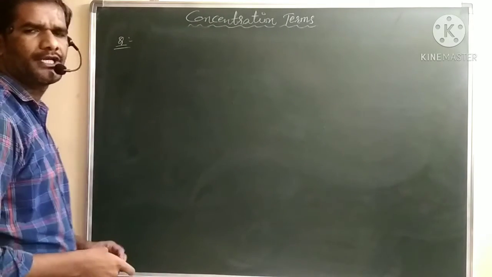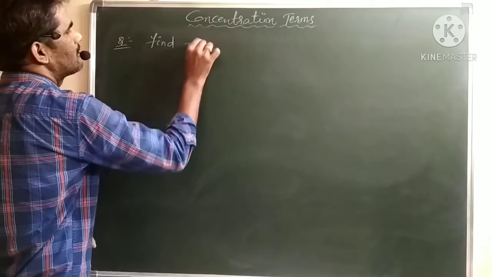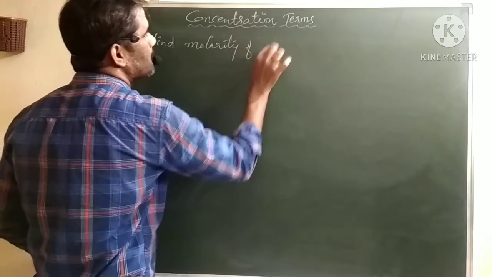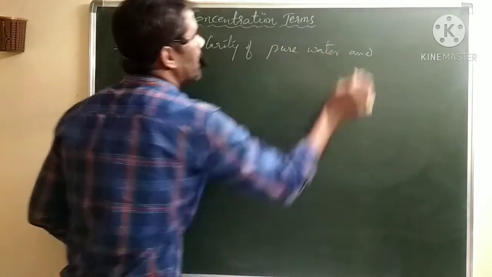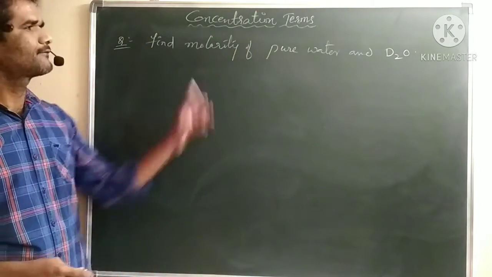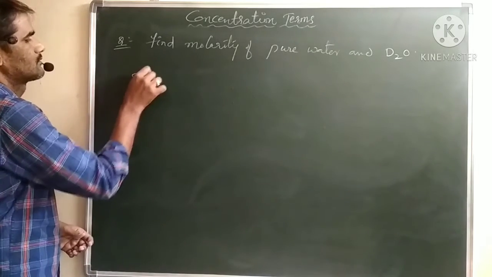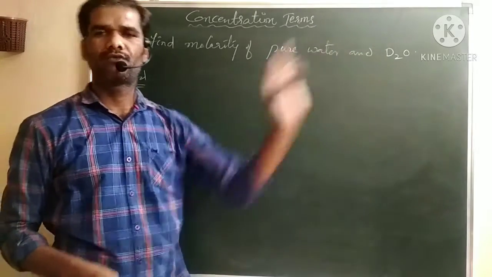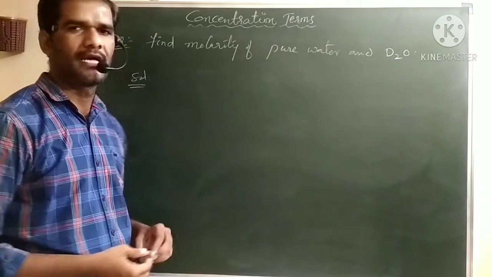Next, one more question here. This is also very important. Find the molarity of pure water and D2O. So here, nothing is given, only water and D2O are given. We don't know what the volume is and what the weight is, nothing. Just we have to calculate the molarity.